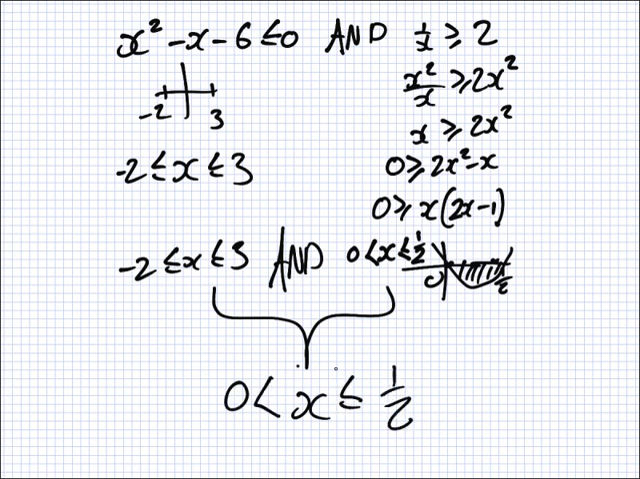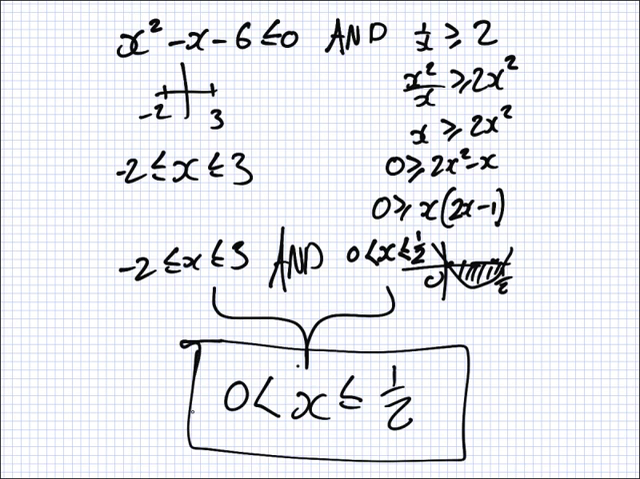Yes. Will this be true? Obviously. Will this be true? Yes. Any number between 0 and a half is also between minus 2 and 3. So this is the answer.